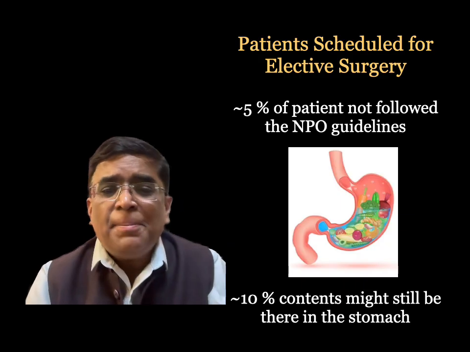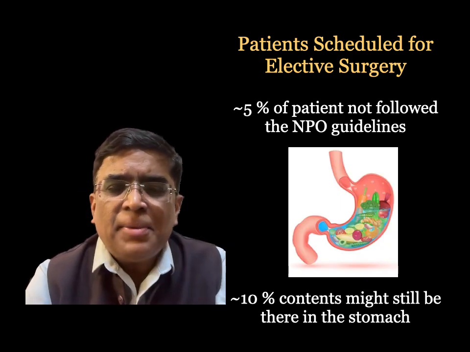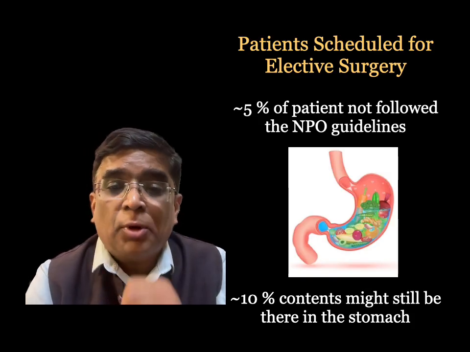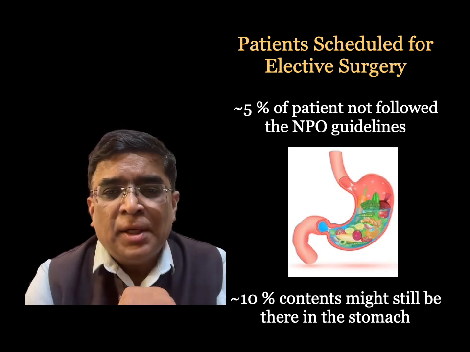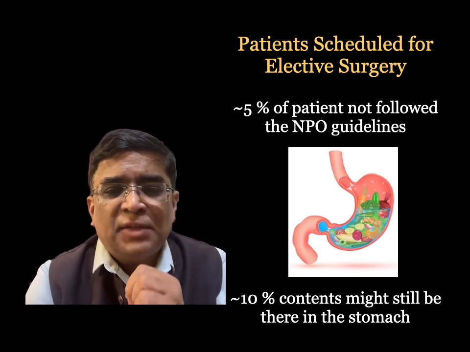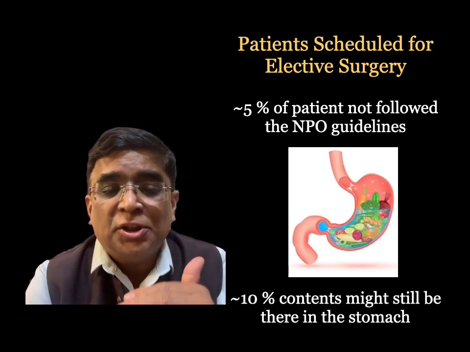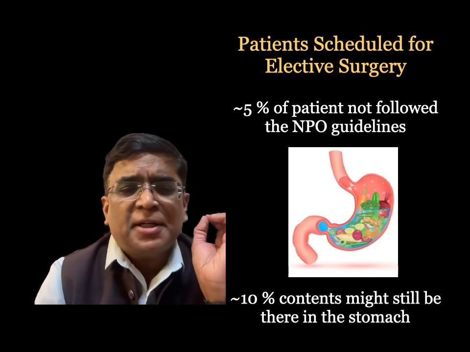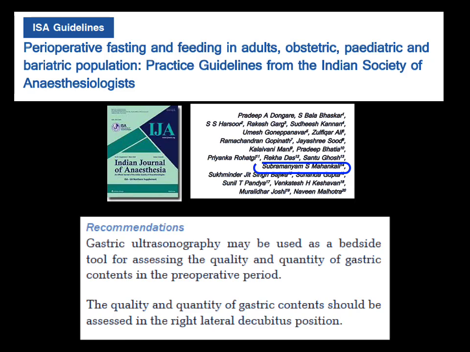But what happens in practice is nearly 5% of the patients may not follow the NPO guidelines properly. And some of them, in spite of fasting, may have at least 10% of the contents in the stomach still there when they are scheduled for surgery or anesthesia. And this poses an extremely important risk for us, what is known as aspiration.